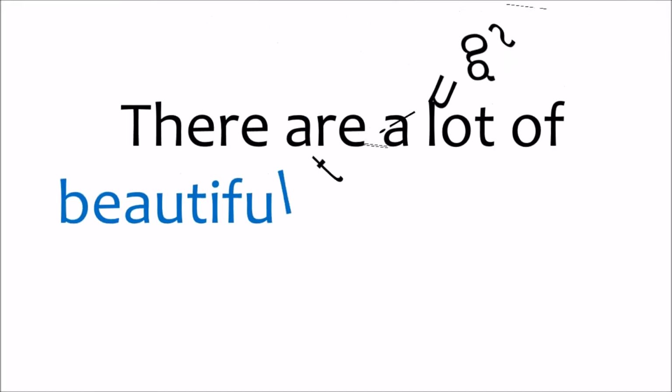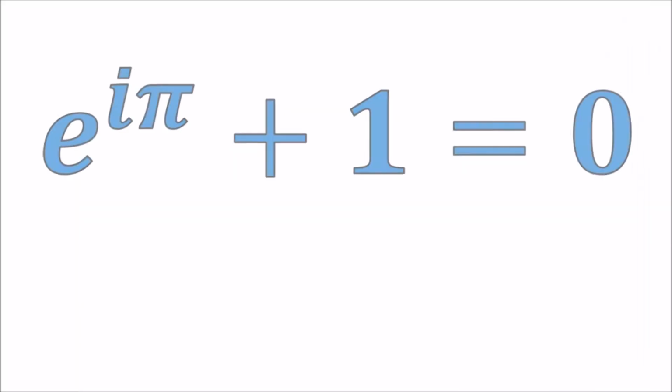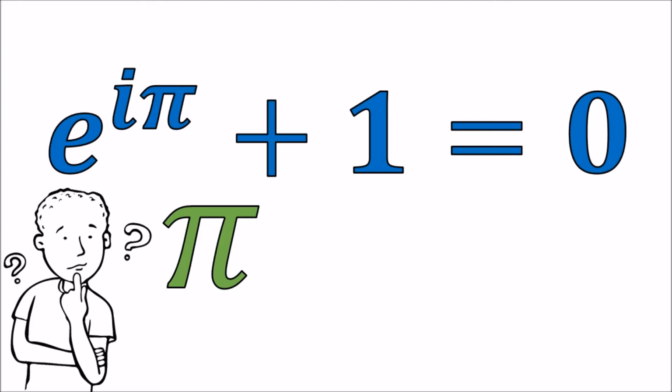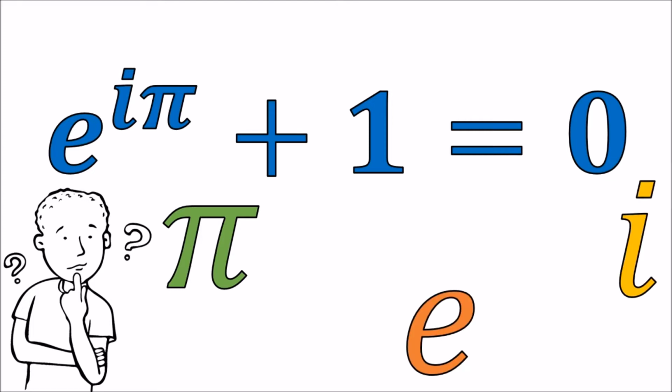There are a lot of beautiful things in our world, but there's a special kind of beautiful for each of us. Euler's identity is one kind of beautiful. To appreciate its beauty, we have to have some background knowledge about several topics of math.